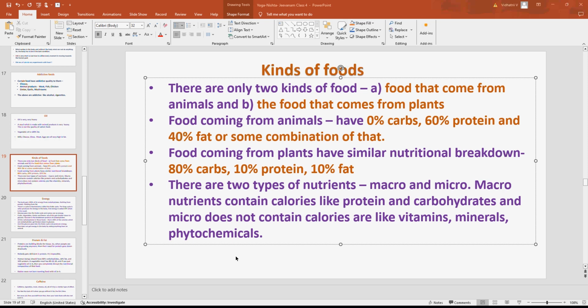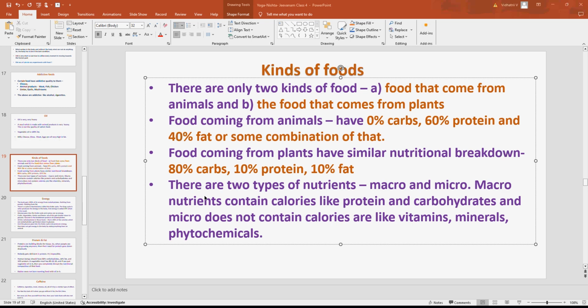The nutrients that have calories are the macronutrients, and they are essentially carbohydrates, protein and fat. Those are the three things, and they are all called macronutrients. Anything that comes from plants has 80% carbohydrates, 10% fat and 10% protein. 80-10-10 is the ratio we generally see in plants, whether fruits, vegetables, beans or grains. There could be some variation, but the overall trend is 80-10-10.